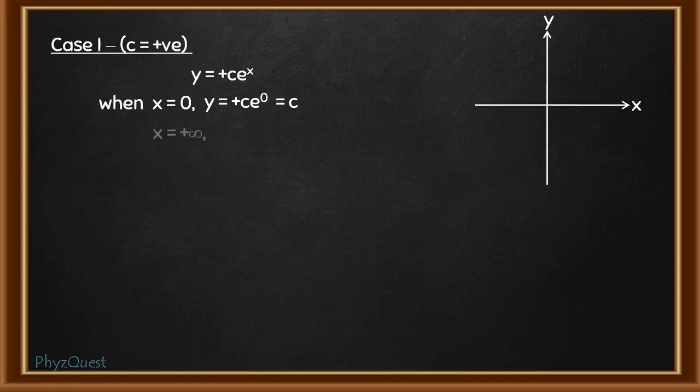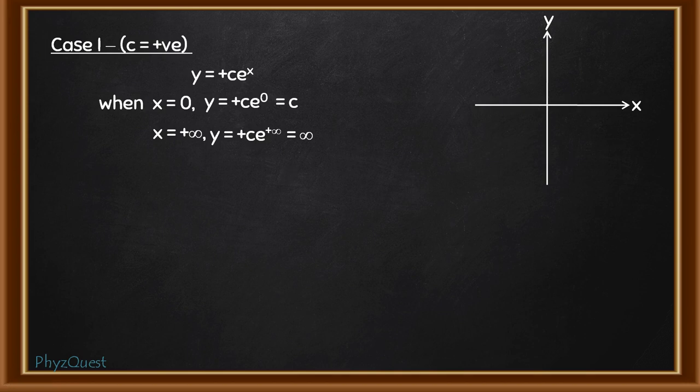Now the maximum value x can take is plus infinity. So when x is equal to plus infinity, y is equal to plus c e to the power plus infinity. Now e to the power plus infinity is infinity. So infinity multiplied with c is again infinity. So when x is approaching infinity, y will also approach infinity.